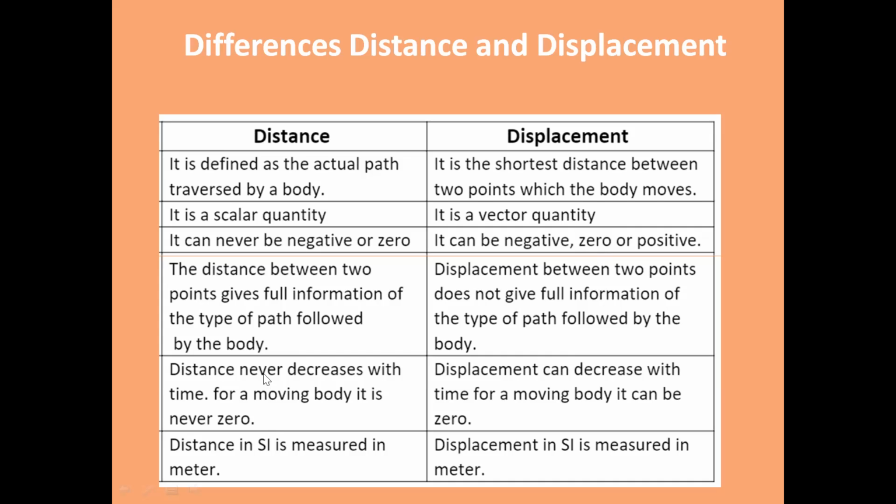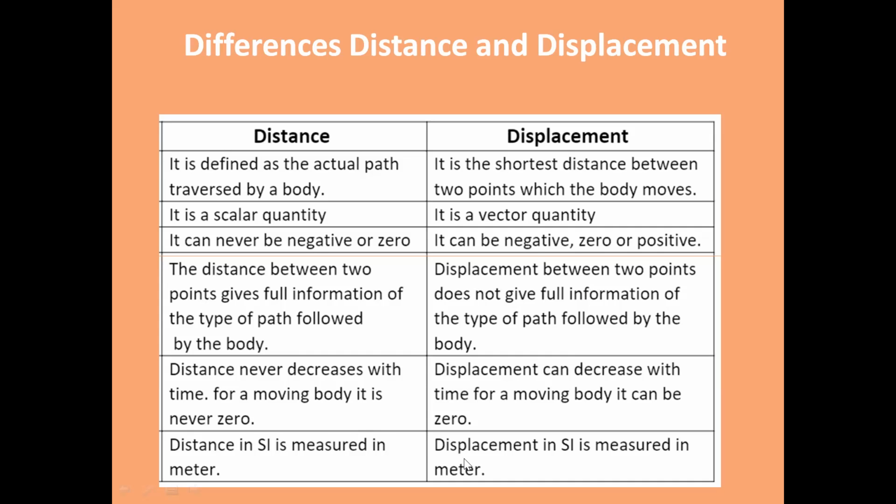Distance never decreases with time. For a moving body, it cannot be zero. We cannot say that the car has moved zero distance, because distance means it has to cover a certain path. Displacement, as we just said, can be negative, positive or zero, because it depends upon the initial position and final position.